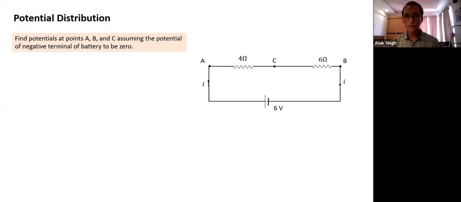So can you all calculate the potential for these points A, C, B? Please calculate the potential at points A, C, B, assuming the negative terminal to be 0. Actually, A and B are easy. B will become 0, A will become 6. The only thing you need to calculate is the potential at C.